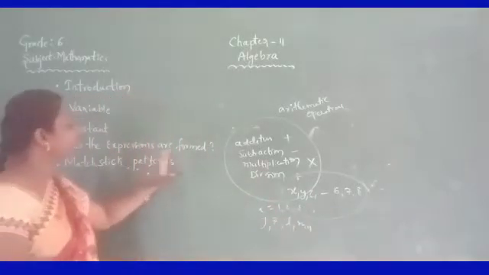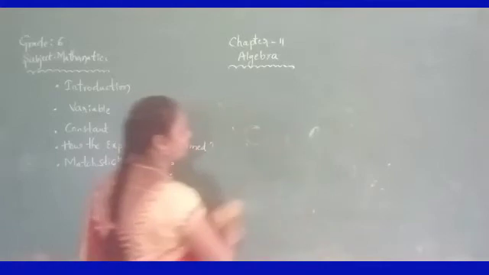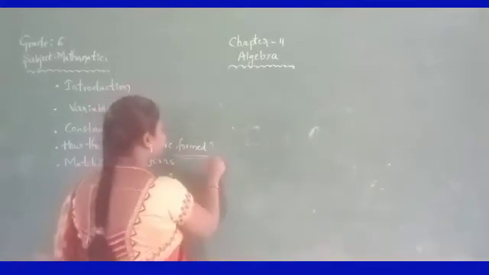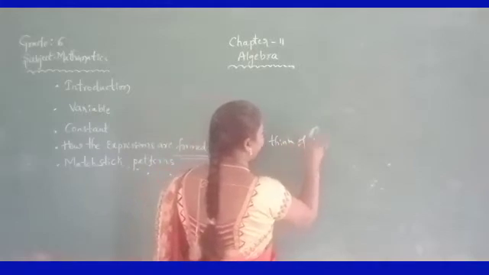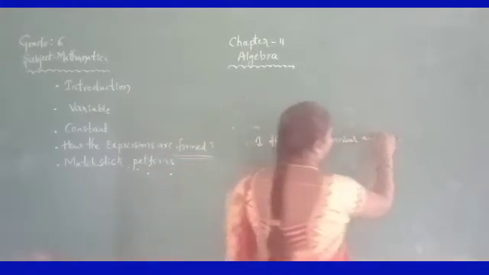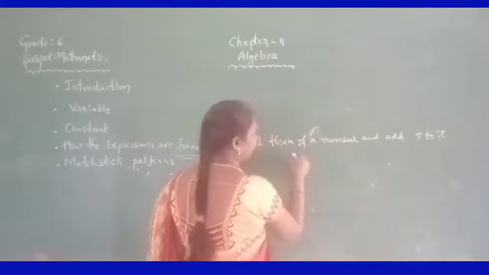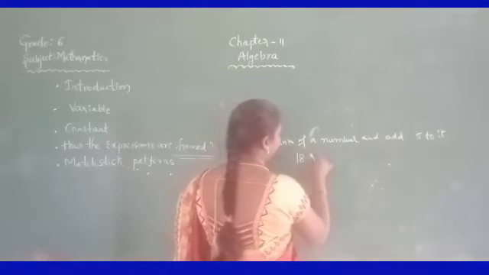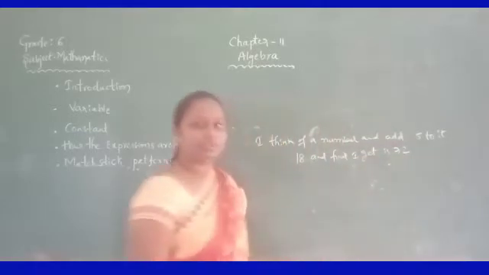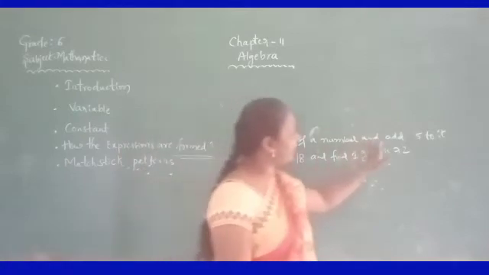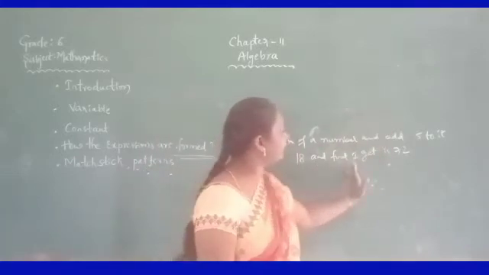How are algebraic expressions formed? Algebra is a branch of mathematics, and expressions are formed like this. Suppose I think of a number and add 5 to it, and the result is added to 18, and finally I get 72. So here the statement I gave: I think of a number, add 5 to it, and the result is added to 18, and finally I get 72.